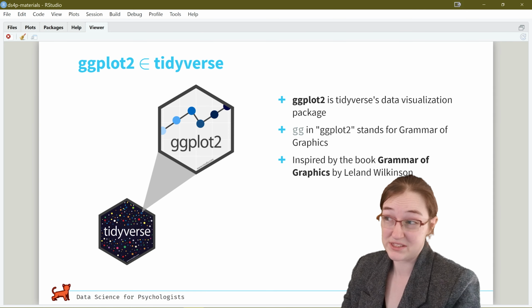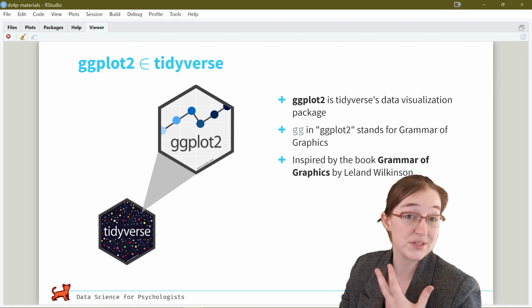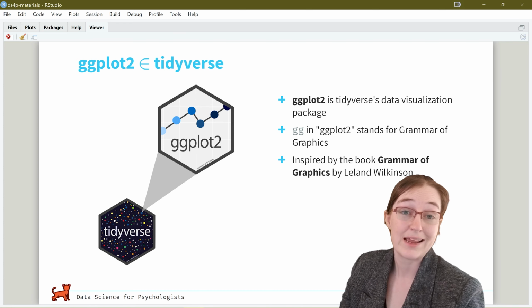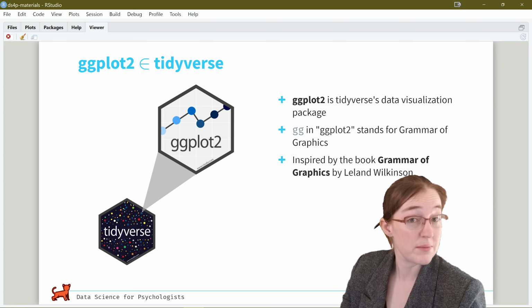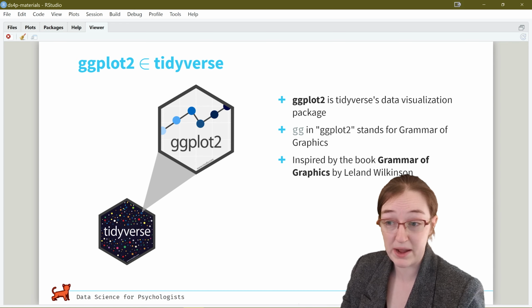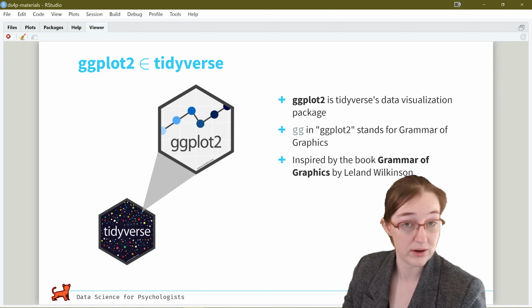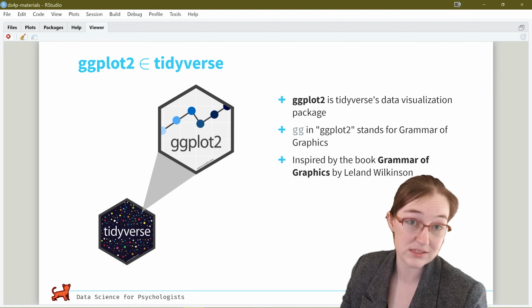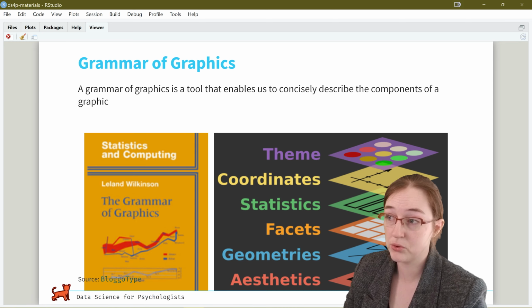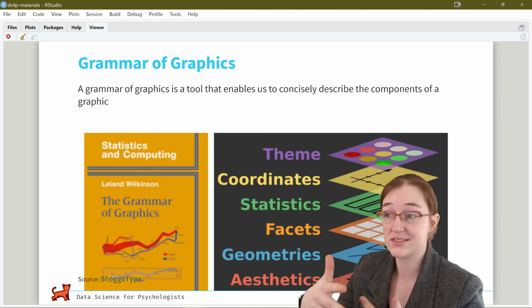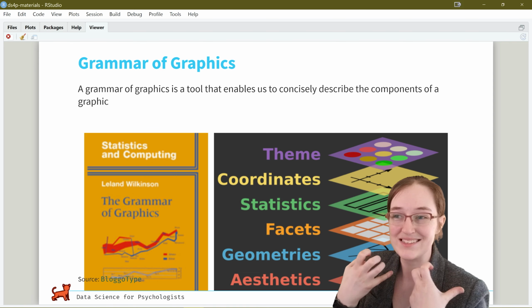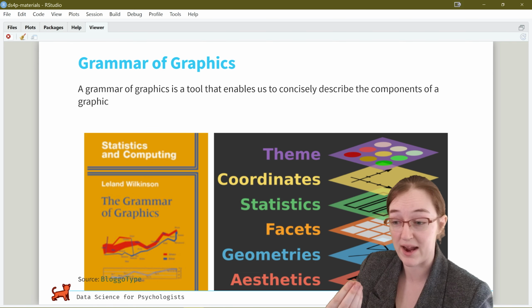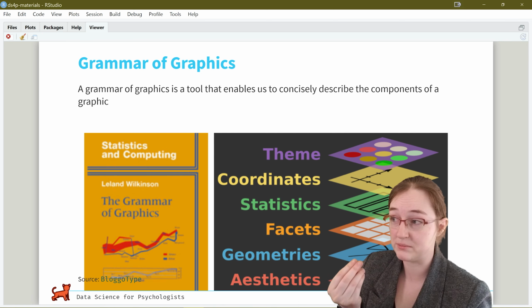ggplot is a subset of tidyverse. It's tidyverse's data visualization package, and the GG in ggplot2 is short for Grammar of Graphics. It's inspired primarily by the book Grammar of Graphics by Leland Wilkinson, who provides this grammar to enable us to concisely describe the components of a graph.